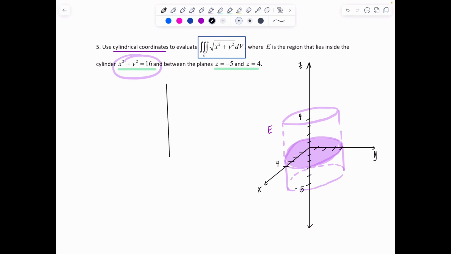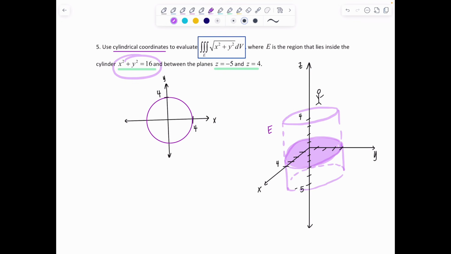So let's draw that out as well. Pretend you're standing on top of the solid, up here looking down. So we've got a circle, radius 4. And now you need to determine what the limits of integration would be in terms of r and theta to represent this entire circle.